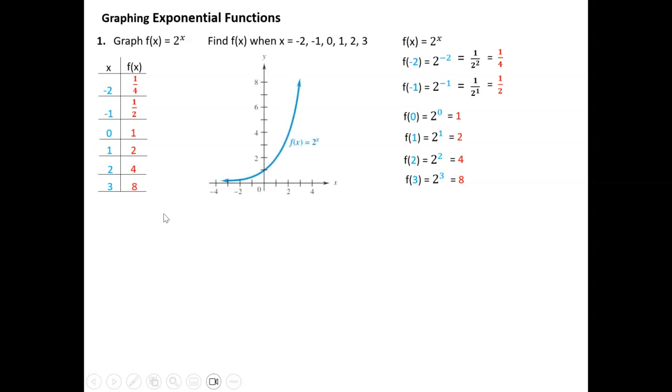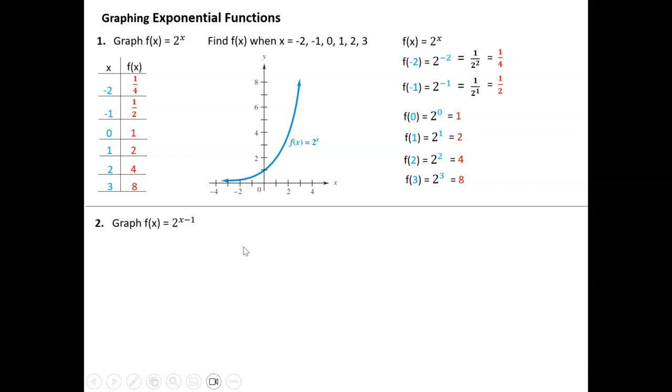And here's how the graph looks. For example, when x is -2, it's going to be about 1/4. It'll be about right there. When x is -1, it'll be 1/2. When x is 0, it's going to be 1. When x is 1, the y value is 2. When x is 2, the y value is 4. And when x is 3, the y value is 8. So this is my function, or the graph of the function.